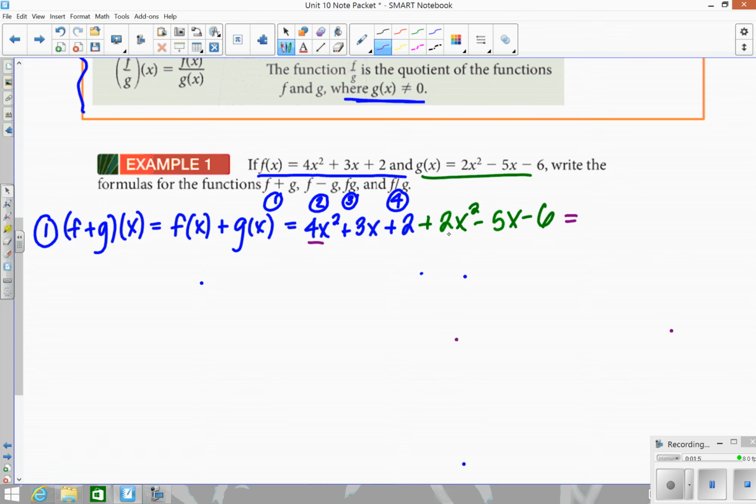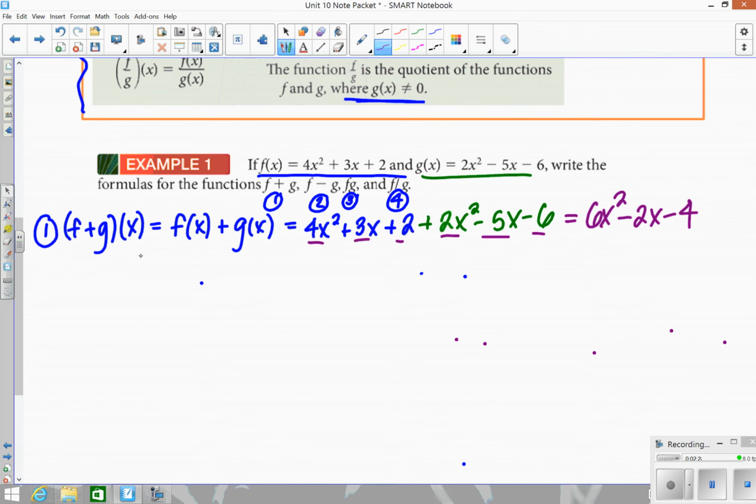So if you look, we have a 4x squared and a 2x squared. So together we add the coefficients, we get 6, and we keep the x squared. Then we have a 3x and a negative 5x. So again, 3 minus 5 is going to give me negative 2. Keep the x. And then the numbers at the end. So we get negative 4. So this is my function f plus g of x. It is a result after adding the two individual functions.